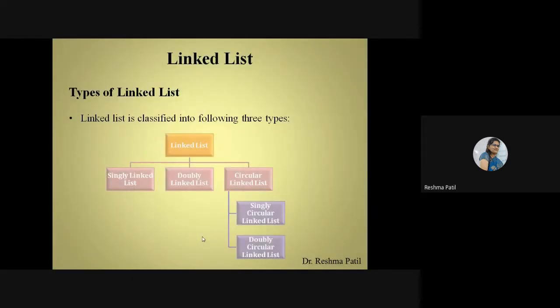Just go through this. These are the different types of linked list. We will see each type in the next lecture. First, you can see this diagram. This is the linked list, and these are the main three types: singly linked list, doubly linked list, and circular linked list. Under circular, we have two more linked lists: singly circular linked list and doubly circular linked list. So these are the main three types of linked list. A linked list is classified into the following three types: singly, doubly, and circular.